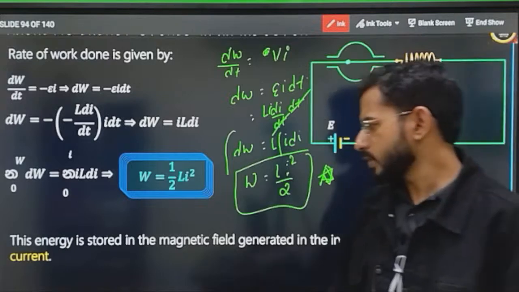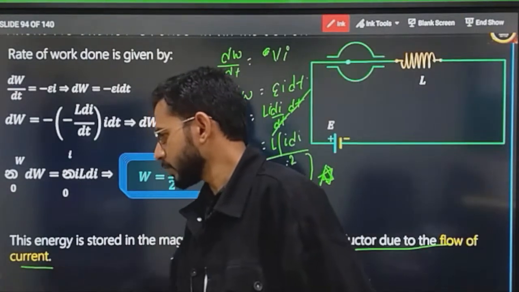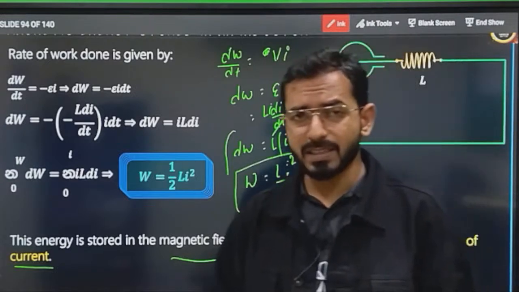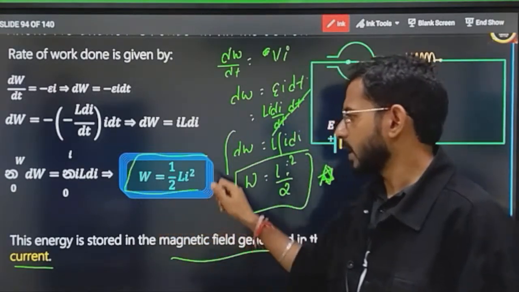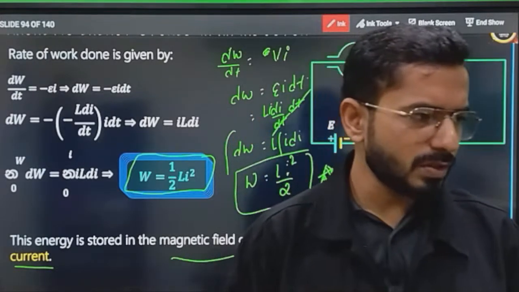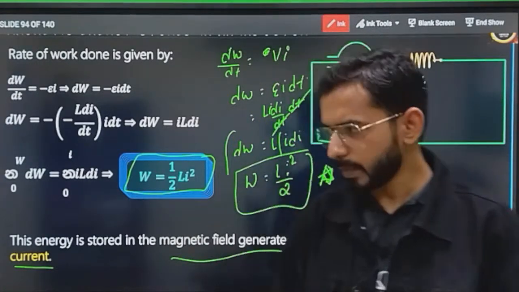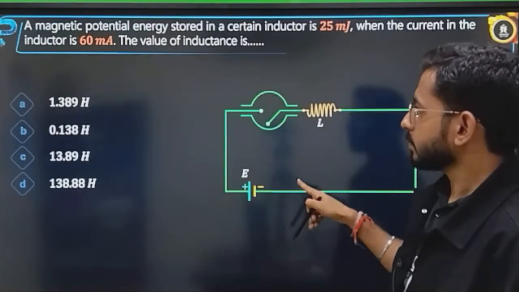That is the formula. The energy stored in the magnetic field generated in the inductor due to the flow of current is defined as half L I square. Simple formula. From the basics you can derive it also, or you can remember this complete result, half L I square, correct?